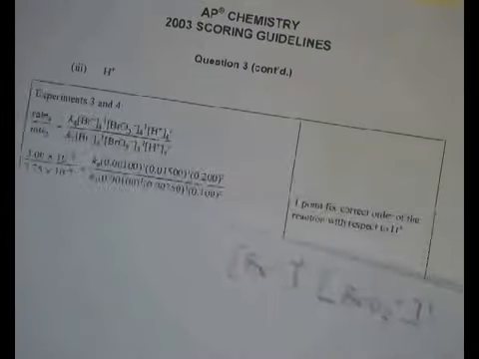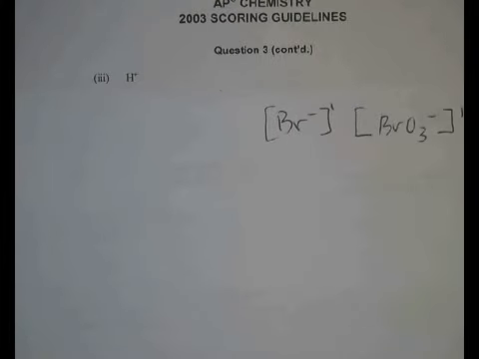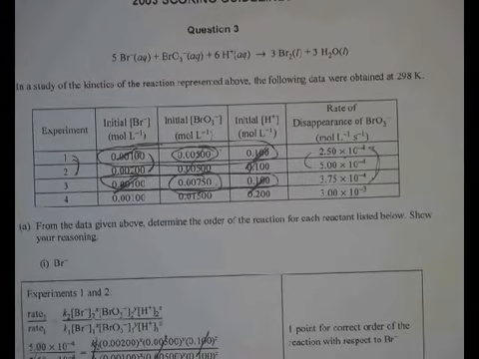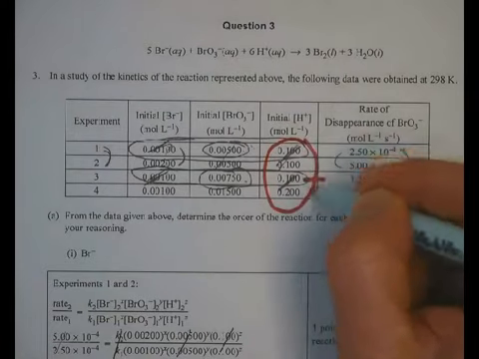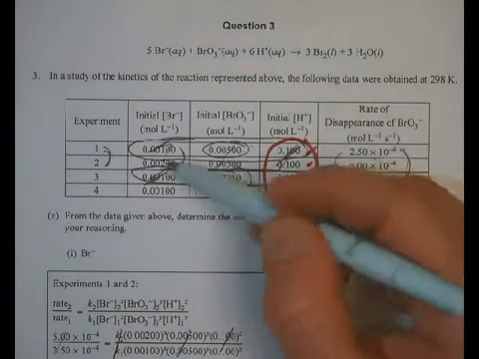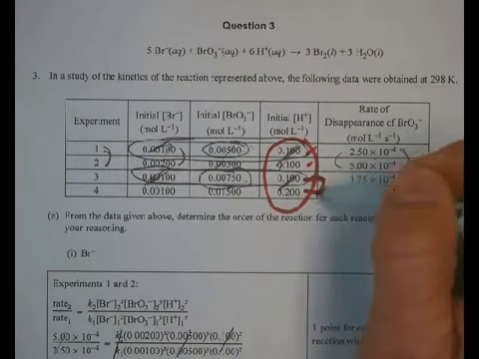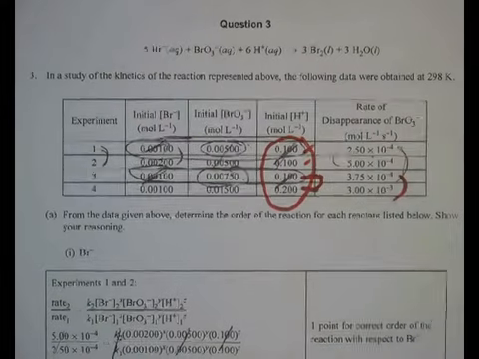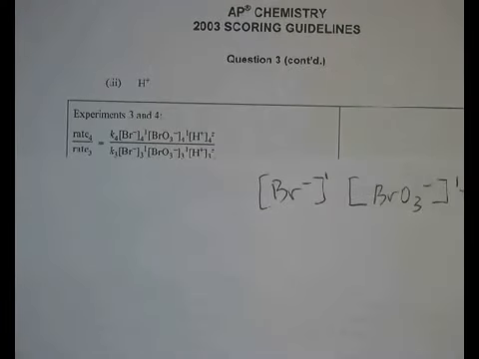The next page actually asks you to determine the order with respect to H plus. And if you look at the data from the experiment, you'll notice there's no experiment in there where H plus doubles or halves, and the other ones remain the same. And so you simply have to pick 2, and in this case we picked 3 and 4, and plug the numbers in that you have from the other experiments.